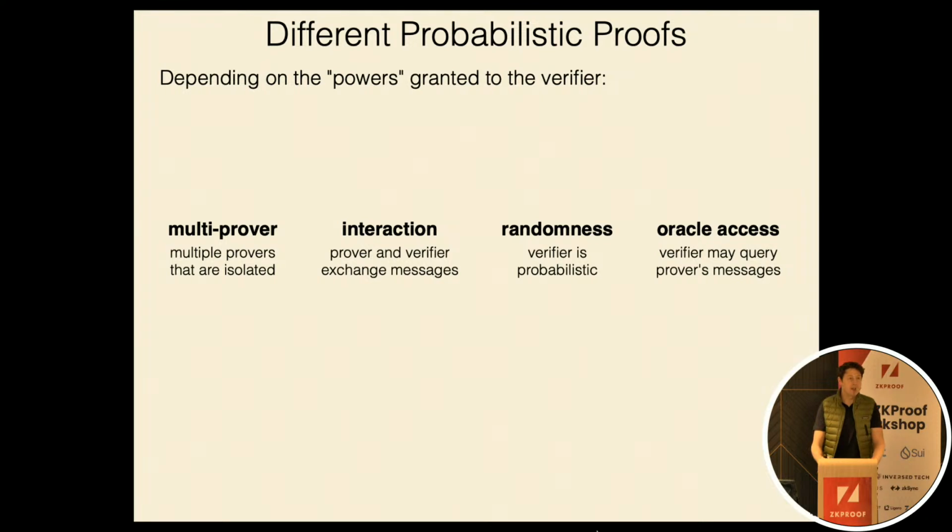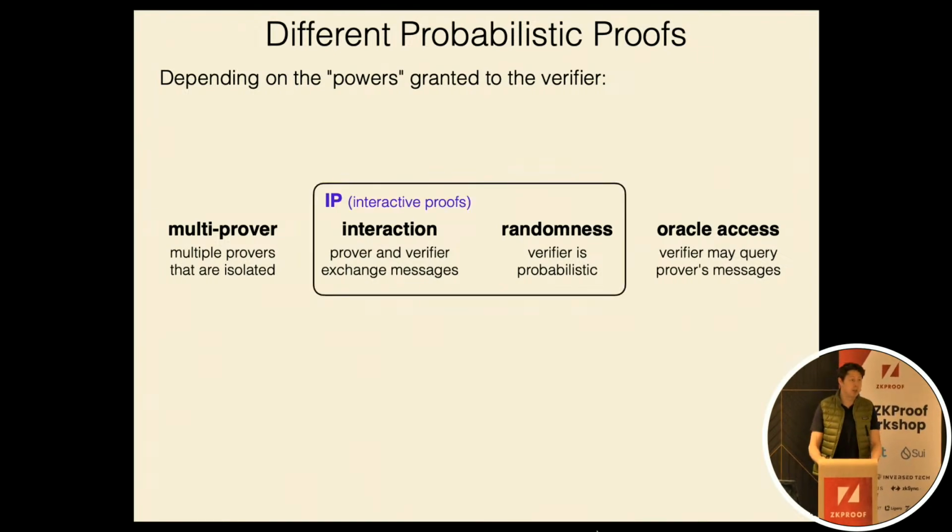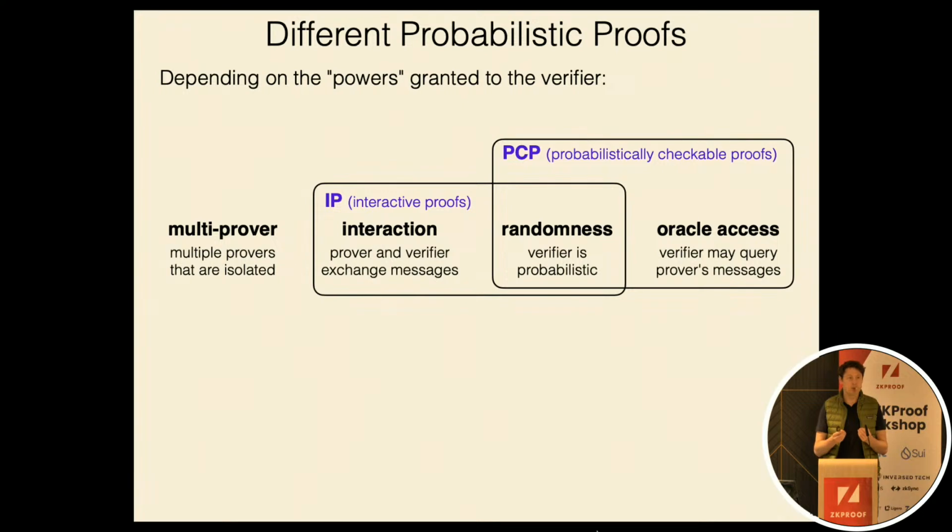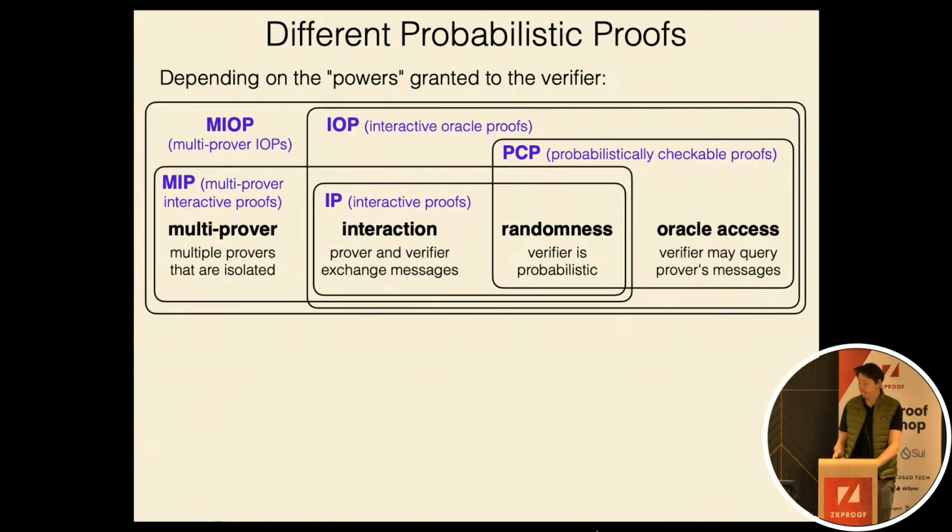And oracle access. Oracle access simply means that the verifier will access proofs as strings to be read, with the ability to potentially read one symbol at a time, okay? Depending upon how you mix and match these notions, an interactive proof lets the verifier use randomness and interact with the prover. If the prover sends a message that the verifier reads by querying specific locations, you have what is called an interactive oracle proof, okay?